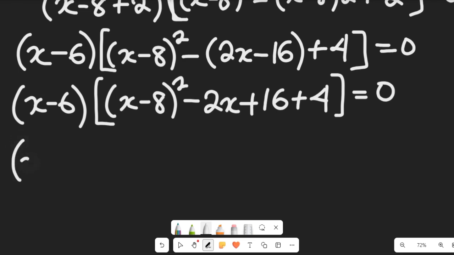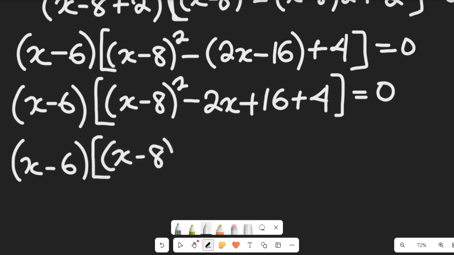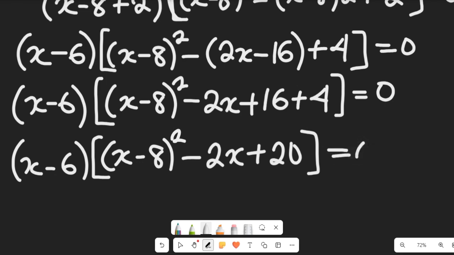So that expression will now give me x minus 6 times (x minus 8) all squared, minus 2x, plus 16 plus 4, which is going to give me plus 20, right? And all this will be equal to 0. So what do I have here?